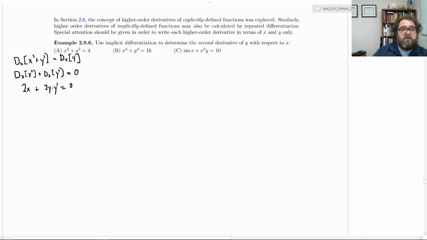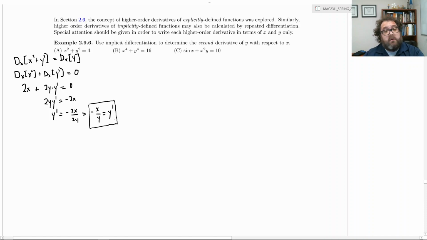Okay? And now we solve for y prime. There's only one y prime term, so it's pretty straightforward here. We're going to subtract 2x from both sides, and so we get 2y prime equals negative 2x. And then to solve for y prime, we're going to divide both sides by 2y, and so we get y prime equals negative 2x over 2y, which of course we could say is equal to negative x over y. So here is y prime for example A.